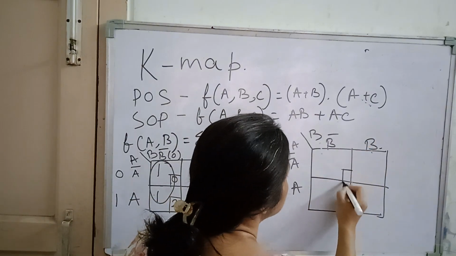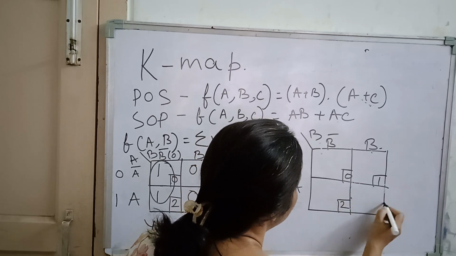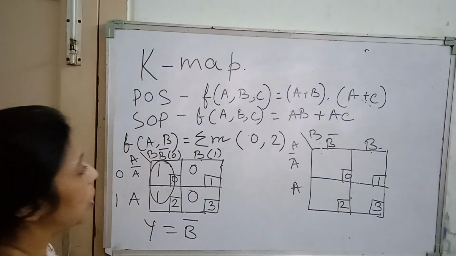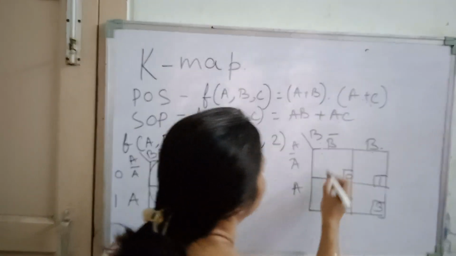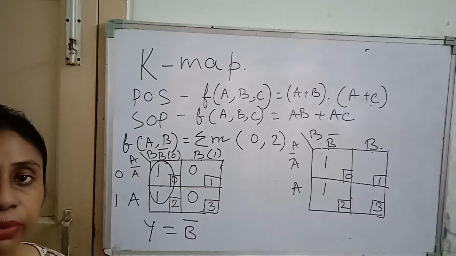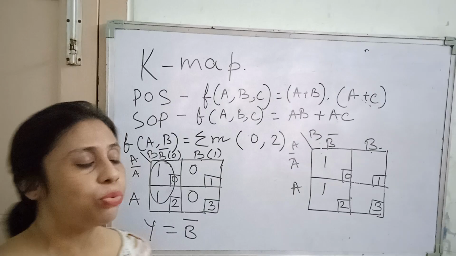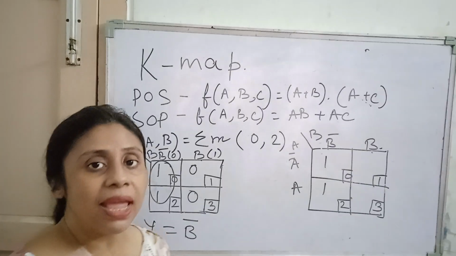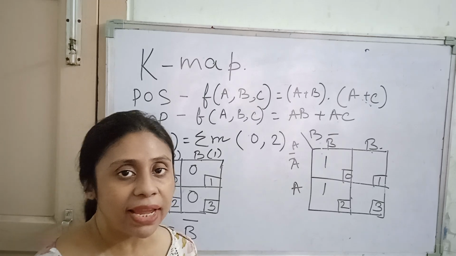Now what are the boxes? 0, 1, 2, 3. Those are mentioned 0 and 2. So before minimization, how to find out the expression? Before minimization, the expression can be found out by taking expression for each individual one without making any group.